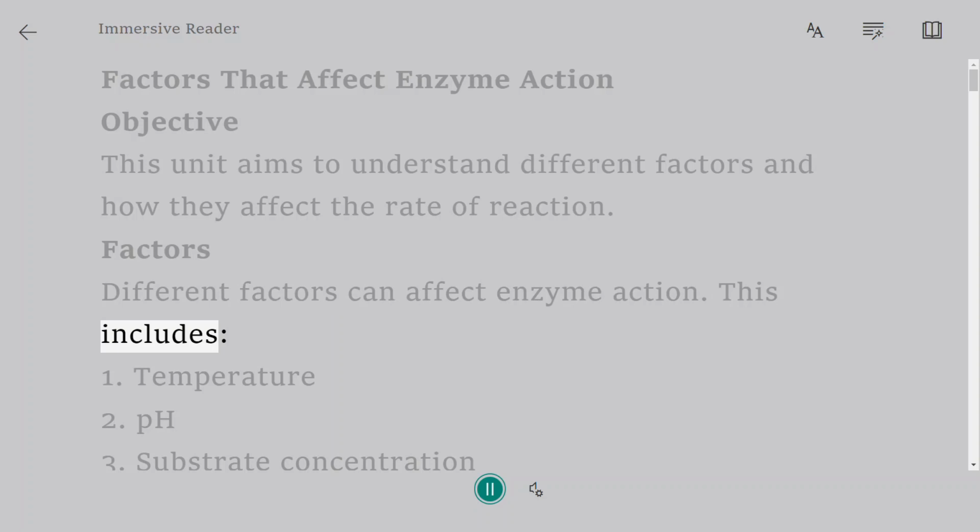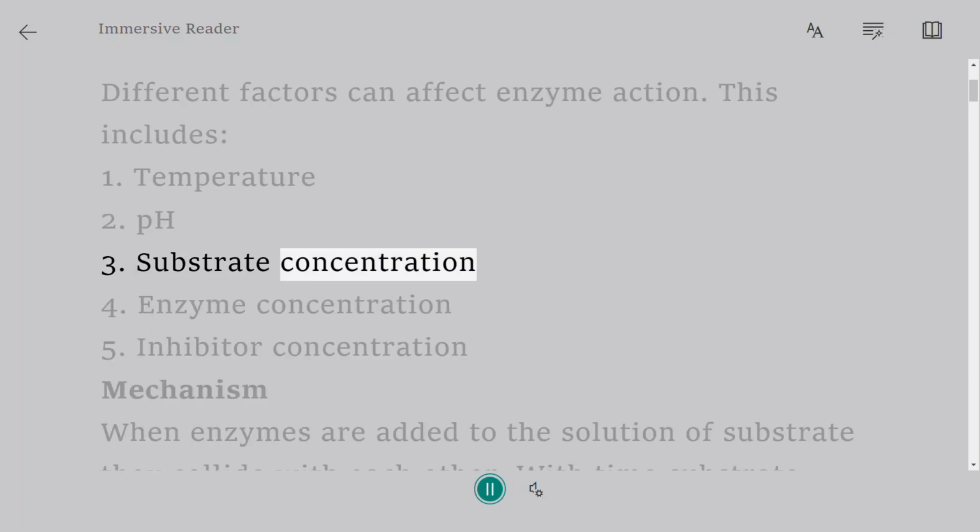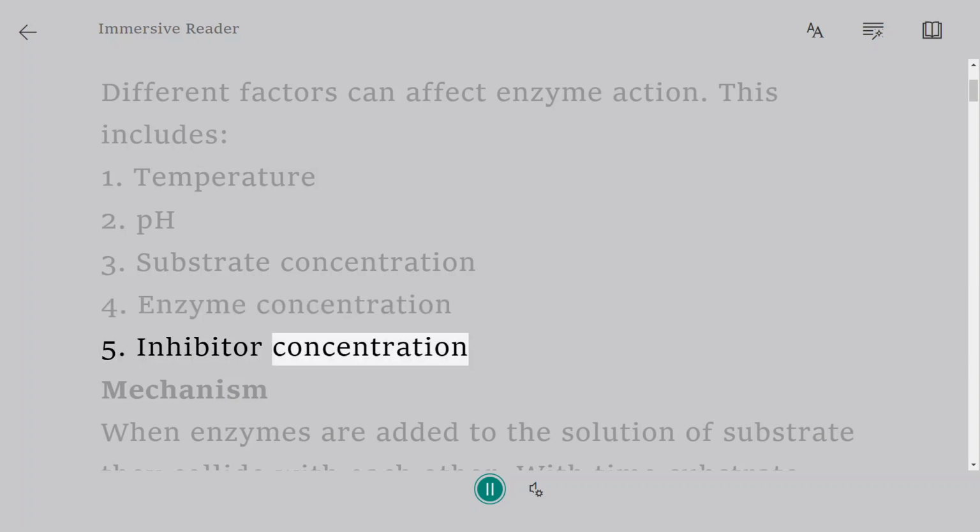This includes: 1. Temperature. 2. pH. 3. Substrate concentration. 4. Enzyme concentration. 5. Inhibitor concentration.